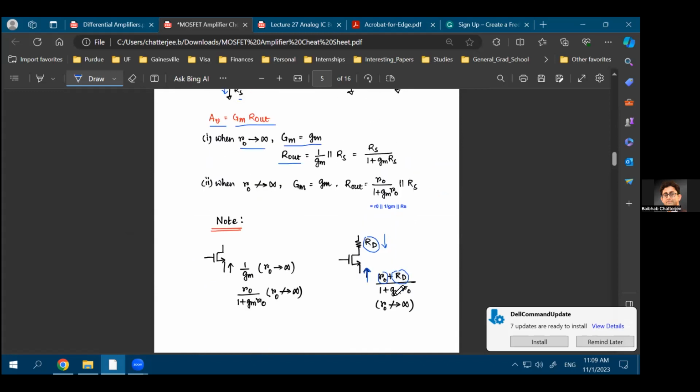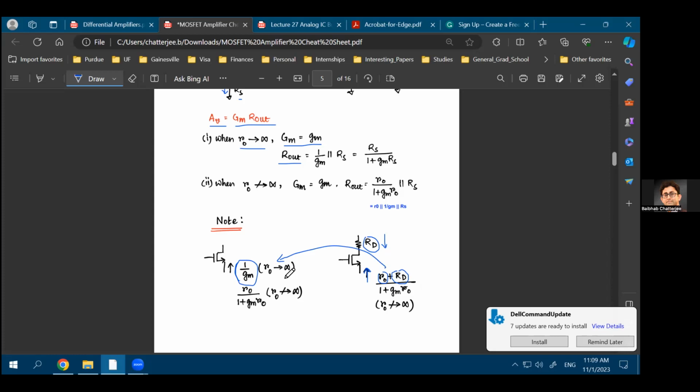And of course, if you assume your RO is infinitely large, this equation will become 1 upon Gm, because here RO is in the numerator and denominator. You just divide the numerator and denominator by RO. You'll get 1 plus RD divided by RO. And if RO is infinite, then RD divided by RO will be 0. So you get 1 in the numerator. And in the denominator, you have Gm plus 1 upon RO. Again, if RO is infinitely large, you just get Gm. So this equation becomes that equation if RO is infinitely large.